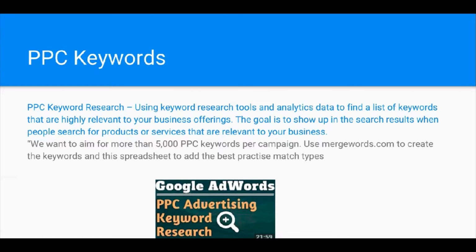A best practice you may have here is: we want to aim for more than 5,000 PPC keywords per campaign. Use mergewords.com to create the keywords and this spreadsheet to add the best practice match types. The video title is Google AdWords PPC Advertising Keyword Research, and the spreadsheet mentioned is in the resources section with the video.